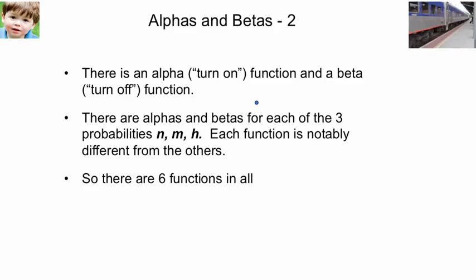Since there's a turn-on function for each of the particles n, m, and h, and also a turn-off function, then altogether, there have to be 6 functions in all, and then indeed, that's what's given. So we'll be looking at the expressions for all 6 functions, putting them on slides, but then looking at them rather quickly.